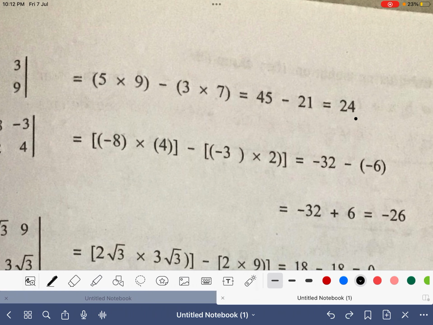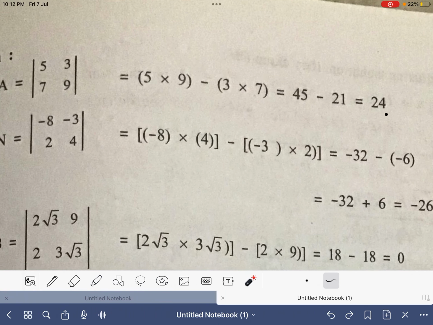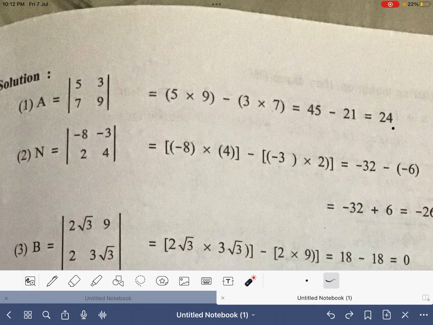Let's check it once again. These are a few examples which are already given in your book. We have to find out the value of A. For that, first of all, let's see A, which is the determinant with the values 5, 3, 7 and 9, and we have to solve this. As per the previous one, we have to multiply these two numbers, so 5 multiplied by 9, and always keep in mind, in between these two numbers there is a minus sign.